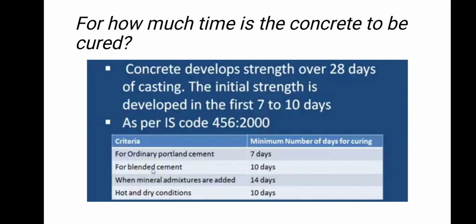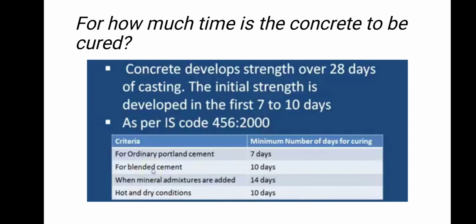Now, as we can see, the guidelines provided by the IS code 456-2000 for how much the curing should be done. The minimum amount of curing for ordinary Portland cement is 7 days, and for blended cement, that is cement blended with fly ash, is 10 days. For admixture added cement it is 14 days, and for concrete in hot and dry conditions it is 10 days.